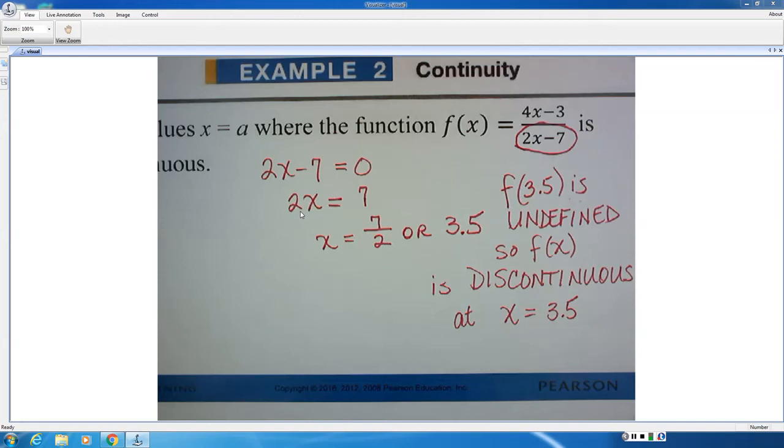So for that reason, f of x is discontinuous at 3.5 because f of 3.5 is undefined. It fails step 1. We don't have to go on and test limits and all that other stuff. It fails step 1.